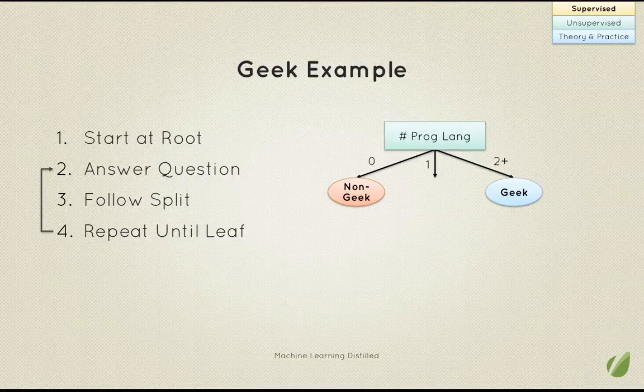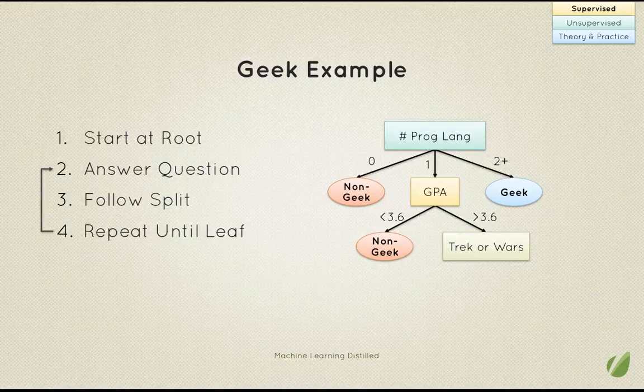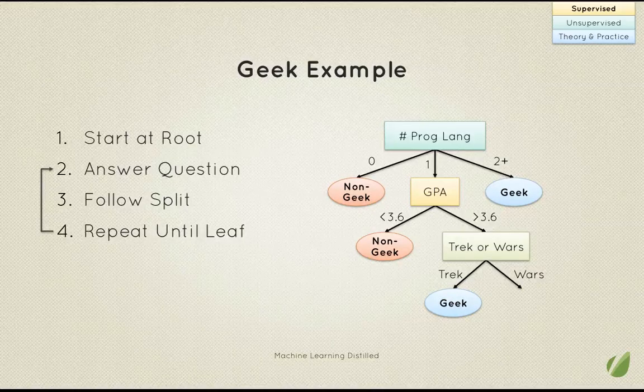Now, if it's just 1, we'll ask another question. So we'll have another decision node. In this case, GPA. Is GPA less than 3.6? If so, they're non-geek. Is it greater than 3.6? Well, we're going to ask another question. Our next decision is, do they prefer Star Trek or Star Wars? If they choose Star Trek, then we'll say they are a geek. If they choose Star Wars, then they're a non-geek. So this is a decision tree that's been created, and we've seen how to use it.